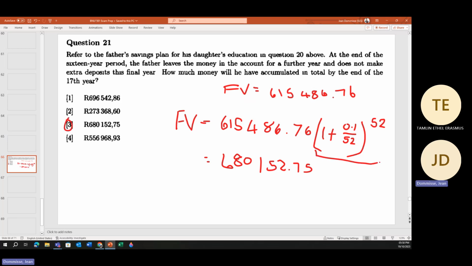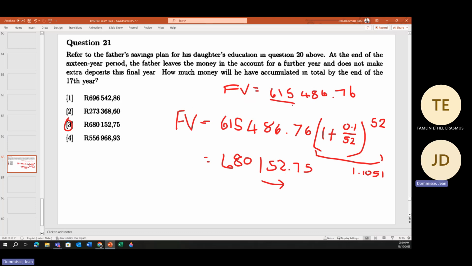So I just want to quickly add what I got there so that when you go through it, you can also follow. Okay, so I made the assumption that we're continuing with weekly interest, not weekly payment. The interest rate is 0.1. Then we work with that future value, which we now use as a present value, and a year later it will be 680,152.75.